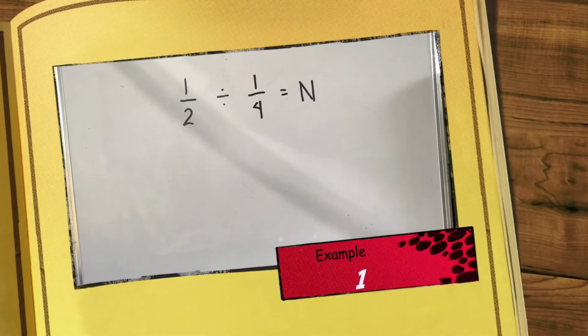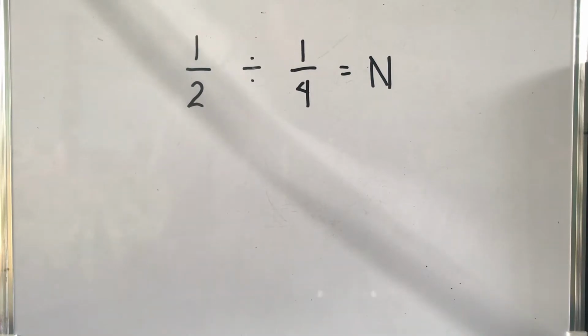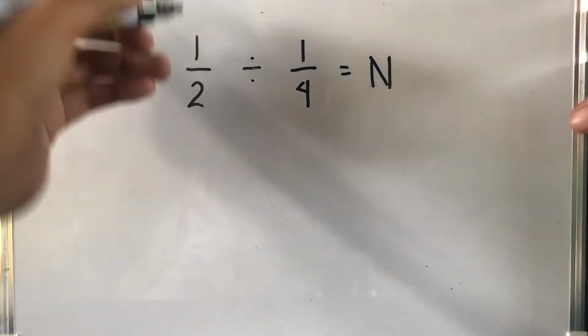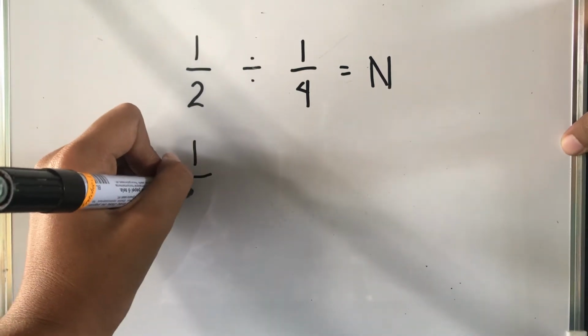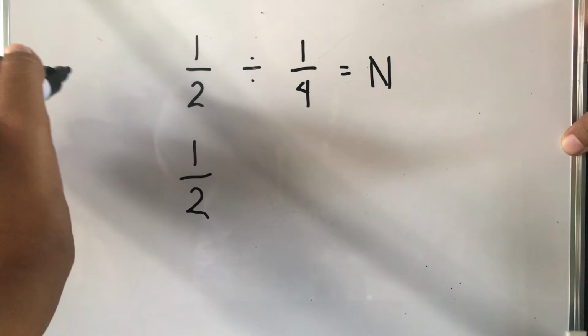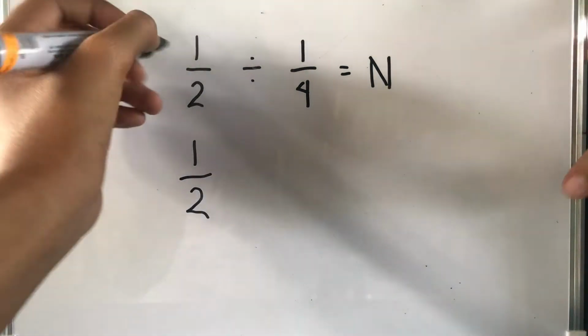Here is our first example for division of fractions. Let us divide 1/2 by 1/4. What we will do is copy the first fraction, the dividend, 1/2. And then we will change the operation into multiplication.